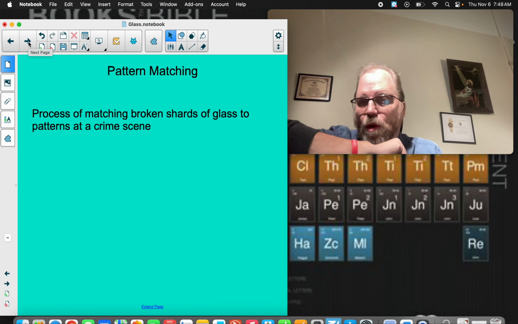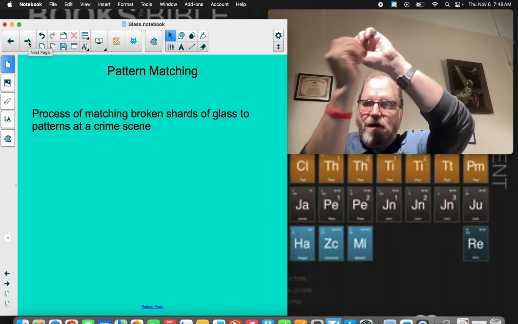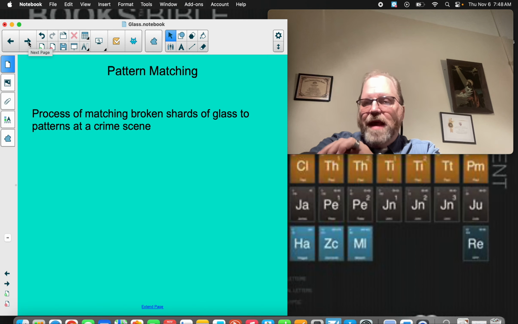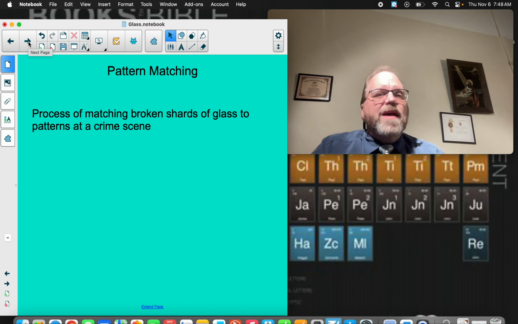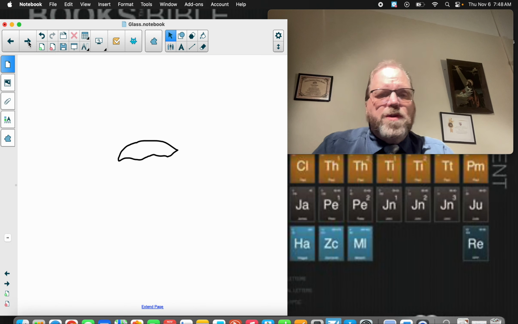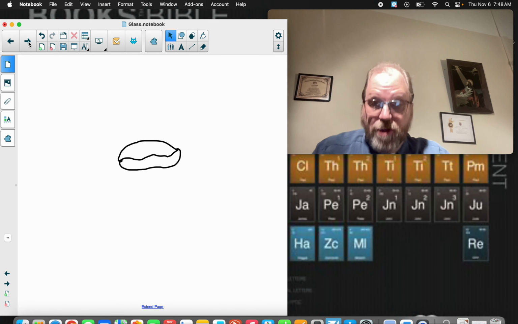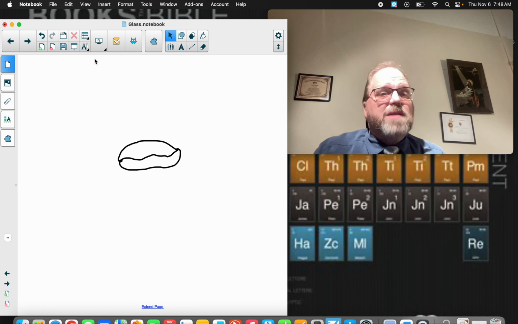Let's say someone breaks into a window and the glass shatters. Maybe some of that glass got caught in the person's pants or sleeve or something like that. We find it. So what we're going to do is take a piece of glass that we find, take the shard, and match it up. You can literally do that. Try to see if you can match those glass pieces up.